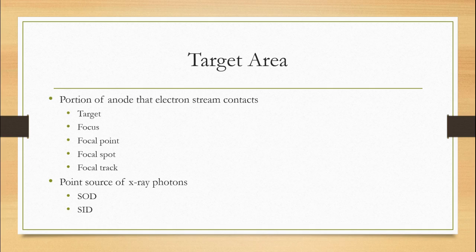So it's our source. So it's source to object distance, or our source to image distance. So it's our SID. So usually when we pull down the tape measures, it starts at 12 inches or whatever. And that is the distance from the bottom of your collimator box to the actual source of where the electrons are.